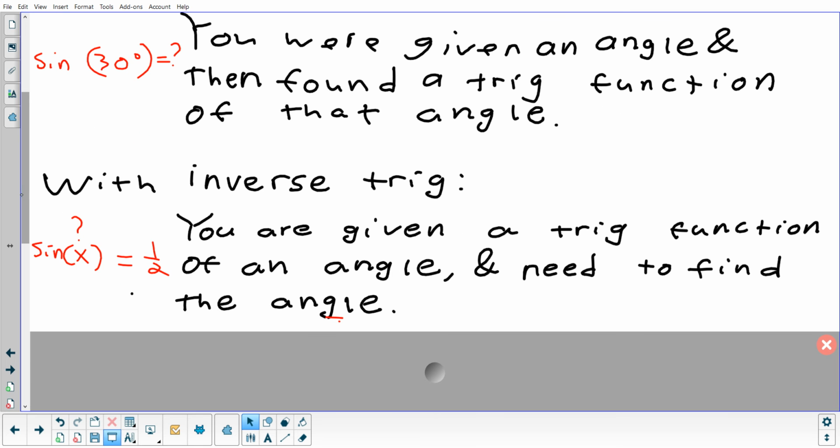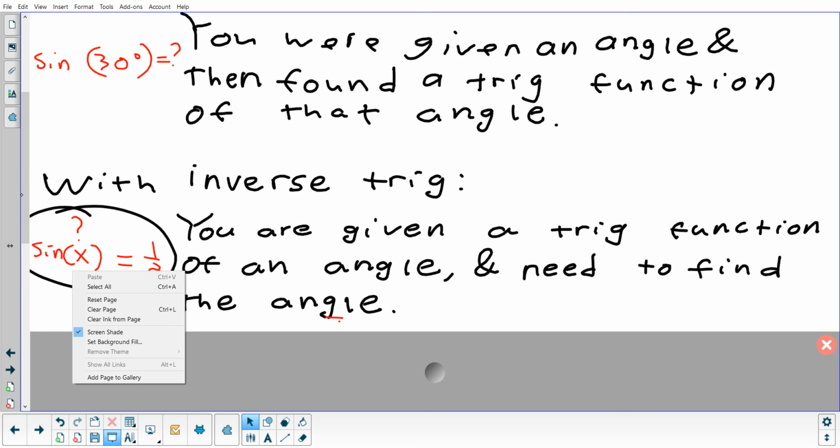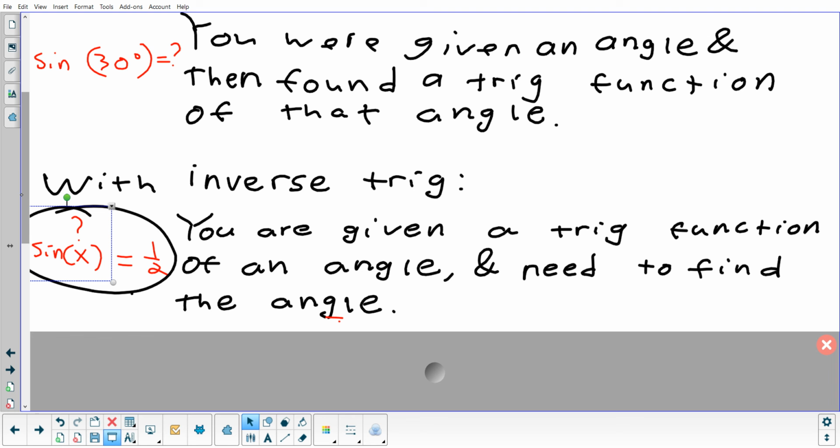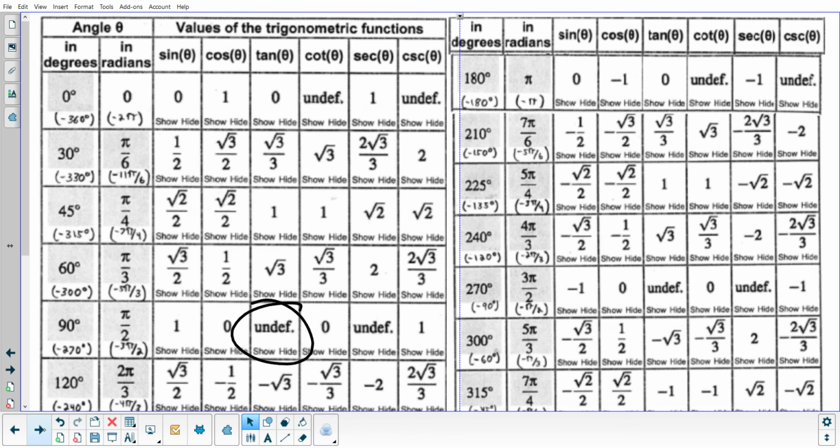So how would you know how to do that? How would you figure out what x is? Well, if the answer is a multiple of 30 or 60, we're going to have a chart we can look it up on. And I'll show you how you use this chart. This is the chart I was talking about that you can print out and you can use in addition to a reference sheet this week.